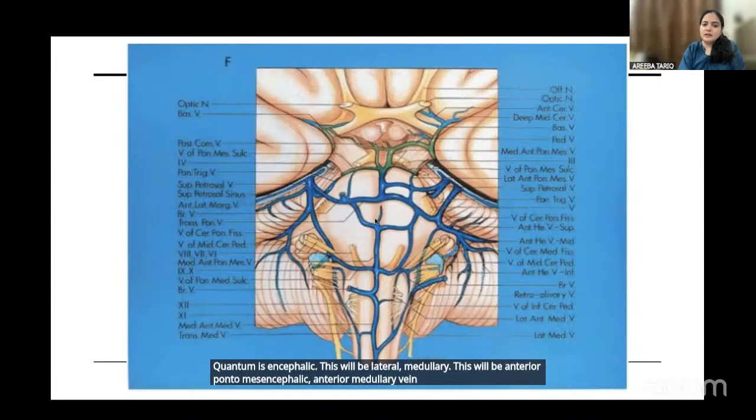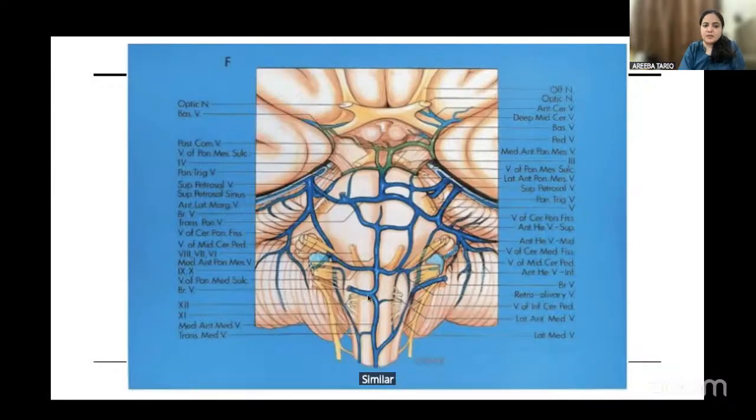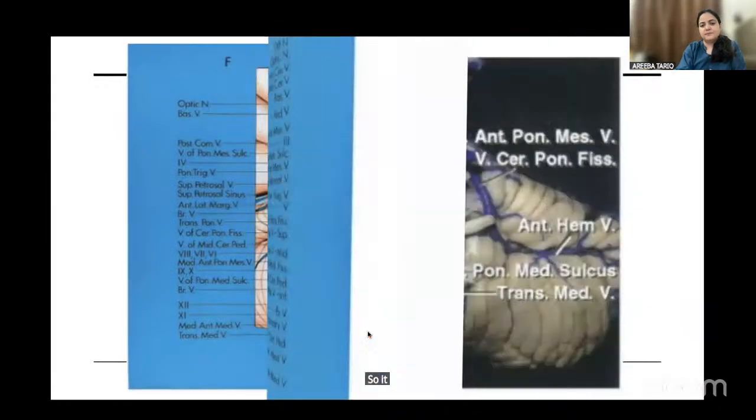And these are the transverse veins, the joining veins. This will be the transverse pontine vein, because it is transverse and present on the pons. Similarly, the transverse medullary vein, because it is running on the medulla and it is transverse. So it is that easy to understand.